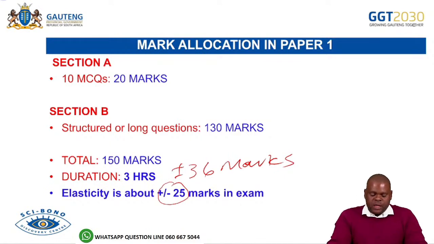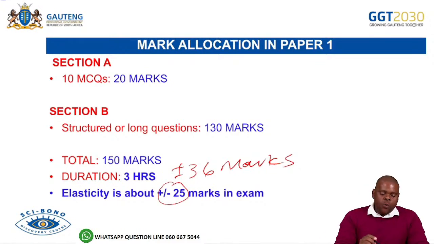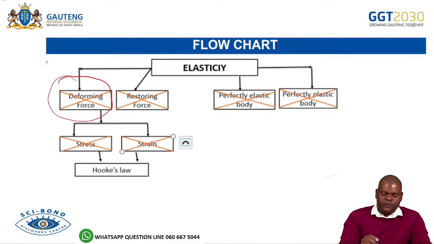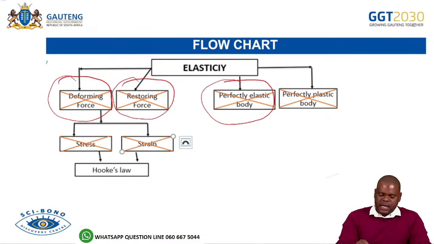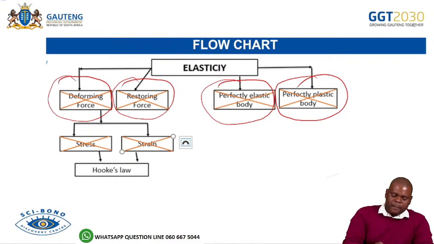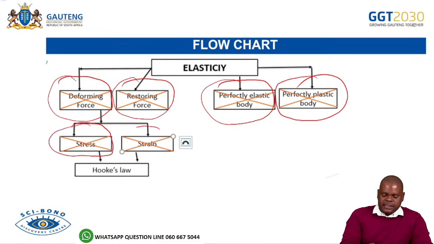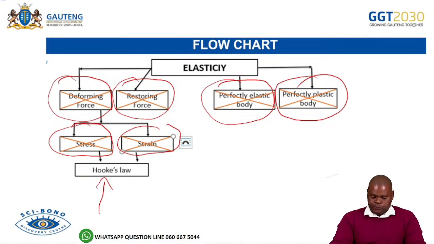Okay, let's continue with the flow chart. We started with elasticity on the 8th, and then we managed to cover the deformation, the deforming force. We covered the restoring force. We covered the perfect elastic body, and we covered the perfect plastic body. We managed to cover also the stress and the strain. That means today we are going to start with Hooke's law. And then after we're done with Hooke's law, we'll continue with viscosity and hydraulics.